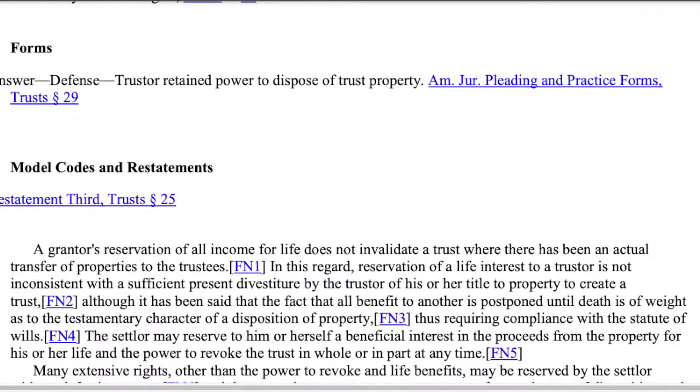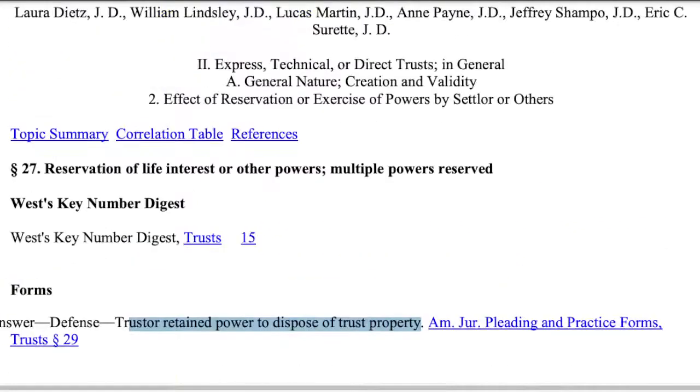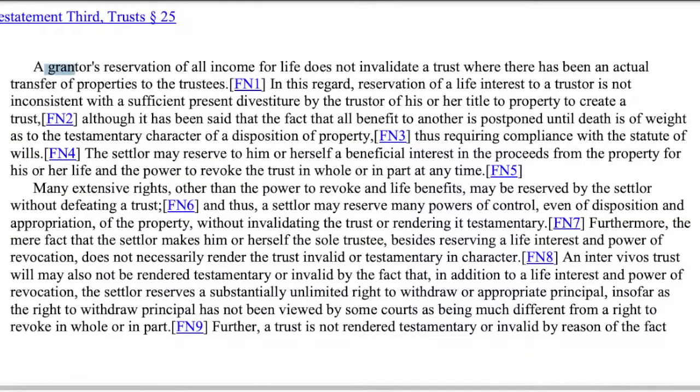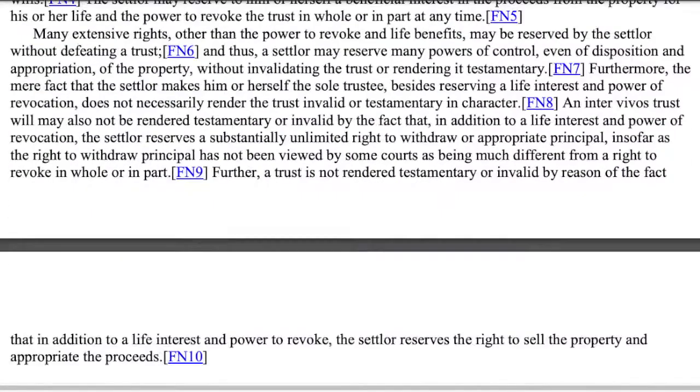In a grantor's defense, trustor retains power to dispose of trust property. This is in our Pleading and Practice Forms, section 29, under trusts. So this is the reservation of life interest or other powers, multiple powers reserved. A grantor's reservation of all income for life does not invalidate a trust where there has been an actual transfer of properties to the trustees. So this is some pretty interesting stuff to know here.